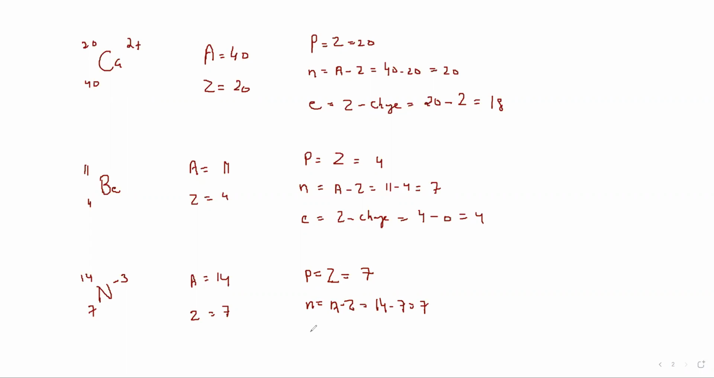And to find the electrons, it is Z minus the charge. What is the charge on the atom? Because when there's a charge on an atom, we call that an ion, either positive or negative. So Z is equal to 7 minus, and the charge is minus 3. So it will be 7 minus minus 3, which is 7 plus 3, equal to 10. So it will have 10 electrons. It will have 7 protons and 7 neutrons.